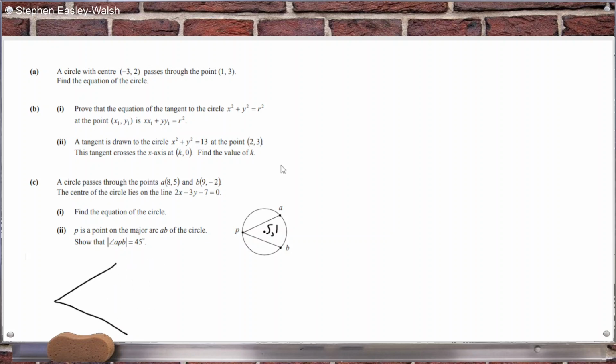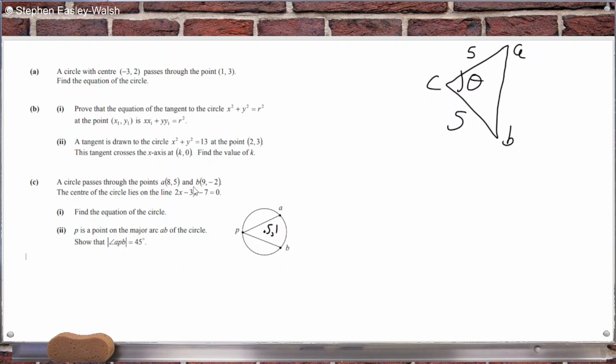So I'm looking at this triangle. That's A, that's B, and that's the center there. And we know that's 5 because it's the radius, and that's 5. That's theta, and then the distance A to B would be root of 1 plus 49, so that's root 50.